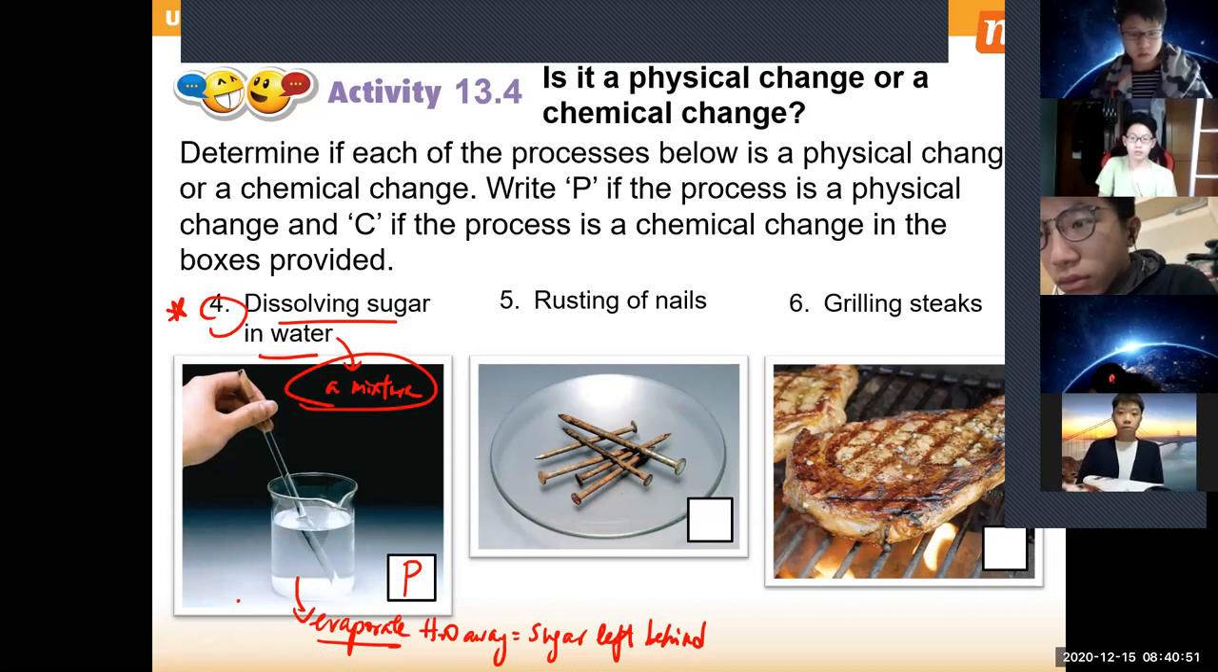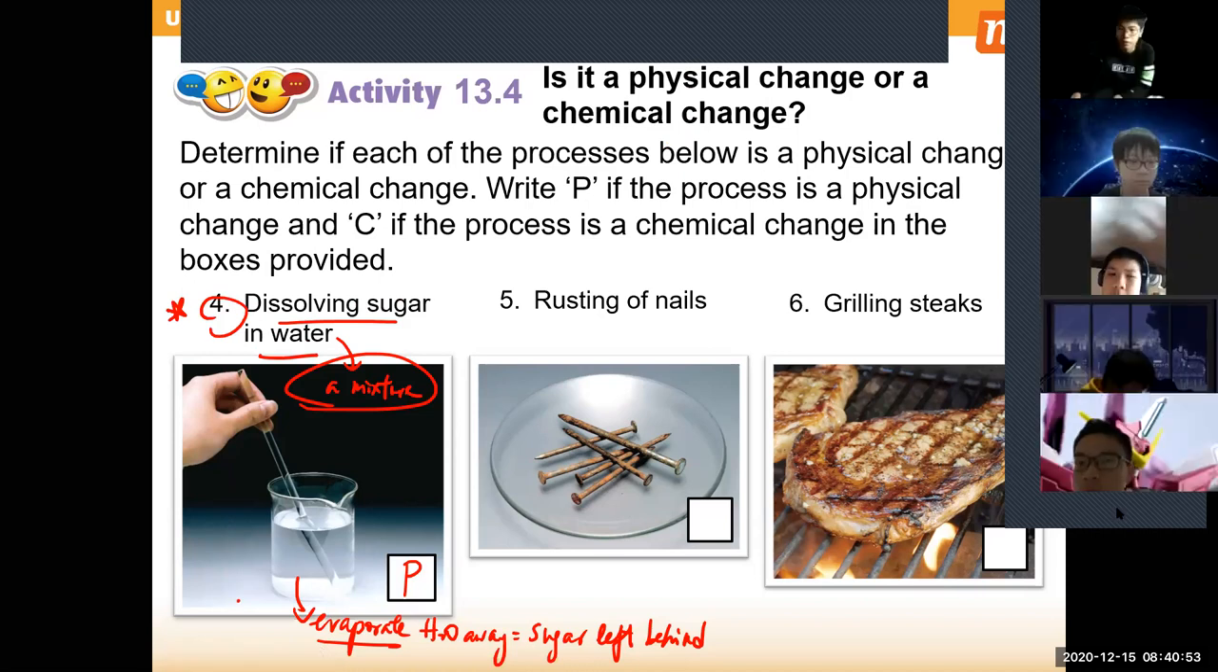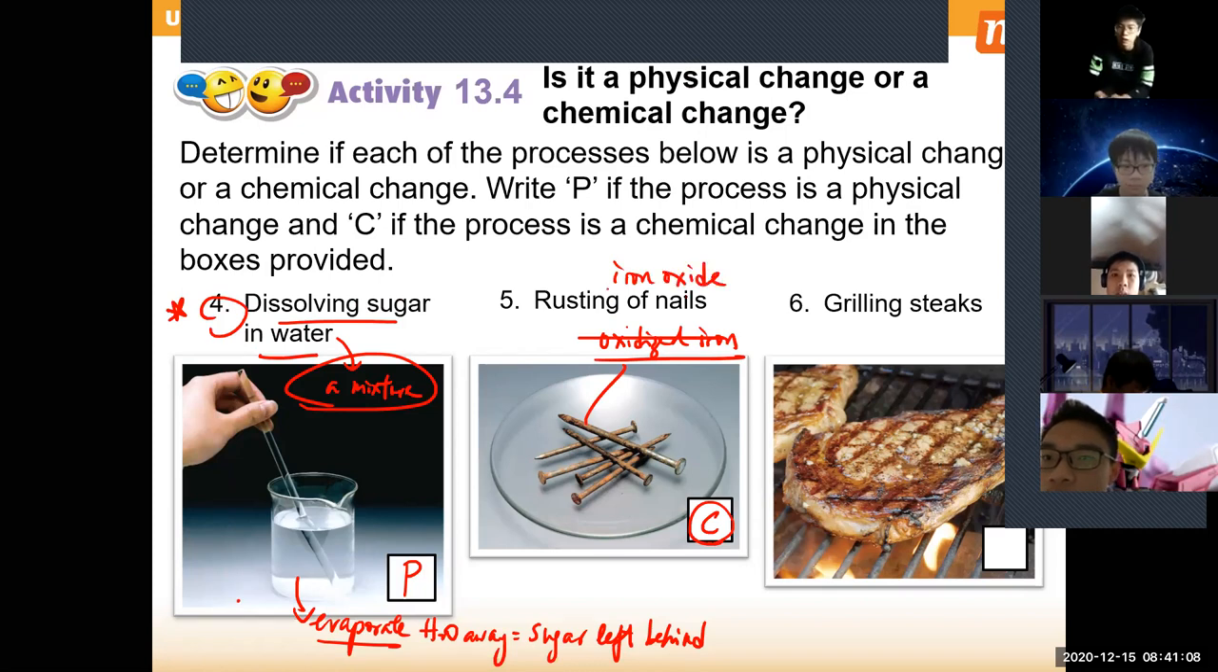Number five, thank you. Number five. It's a chemical change because rust was formed from oxidation. It's an oxidized product of iron, okay? Also, you can talk about it as iron oxide. It's a type of iron oxide, a new substance is formed. So it's a chemical change. Thank you. Number six.